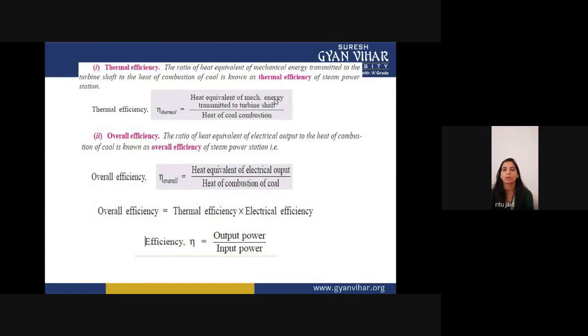And the overall efficiency, the ratio of heat equivalent of electrical output to the heat of combustion of coal, is known as the overall efficiency of a steam power station. So overall efficiency eta is equal to heat equivalent of electrical output upon heat of combustion of coal. So overall efficiency is equal to thermal efficiency into electrical efficiency, and efficiency eta is equal to output power upon input power.